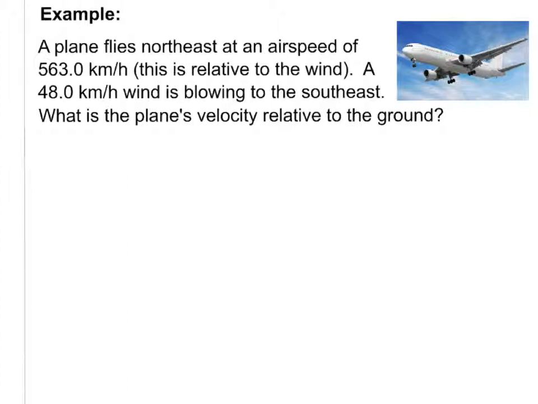Anyway, a 48.0 kilometers per hour wind is blowing to the southeast. What is the plane's velocity relative to the ground? Well, the first thing we have to do is draw a picture, right? So let's draw a picture, find out what we know.